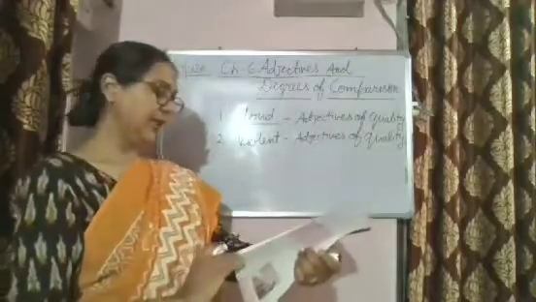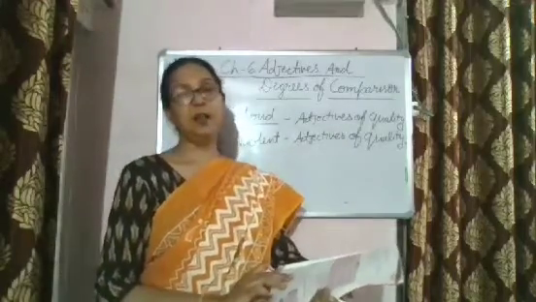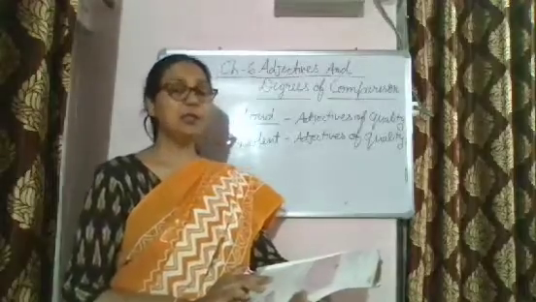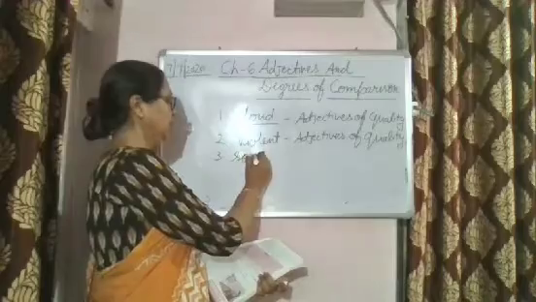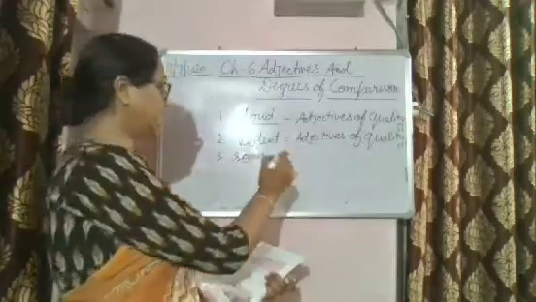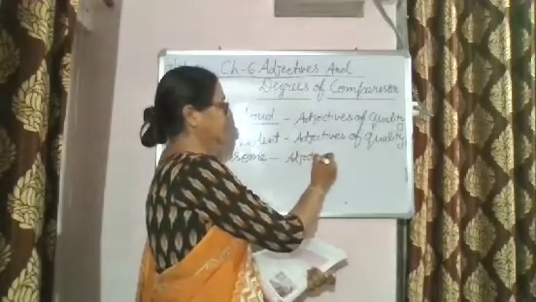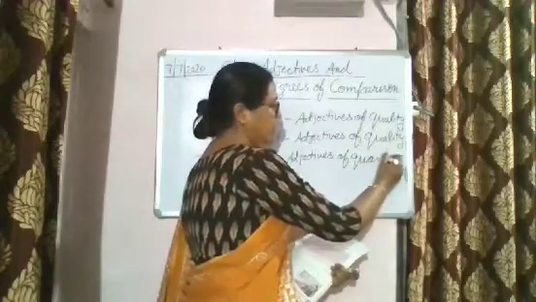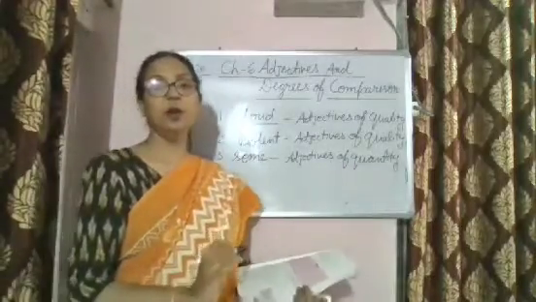Third sentence is: some rice is left in the refrigerator. How much rice is left in the refrigerator? Some rice. So some is a word that shows the quantity of rice. So it is an adjective of quantity because it is showing the quantity of a thing. So it is called an adjective of quantity.